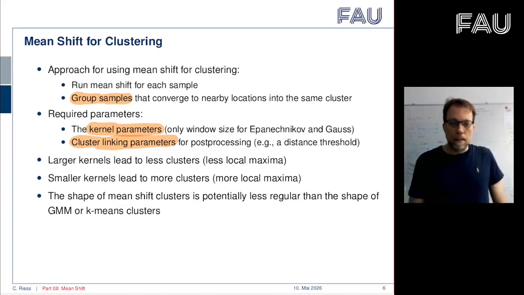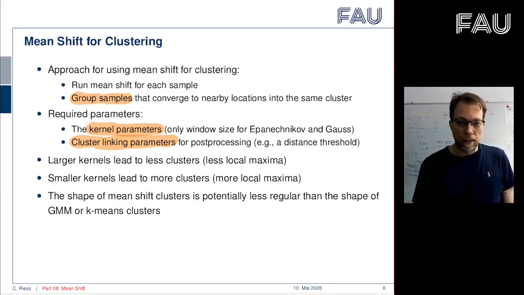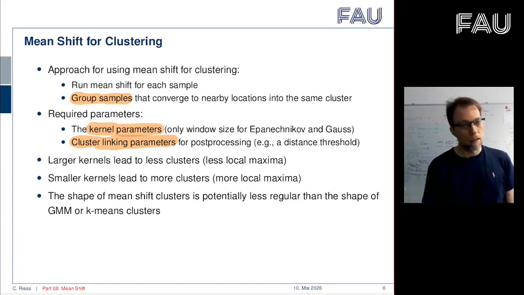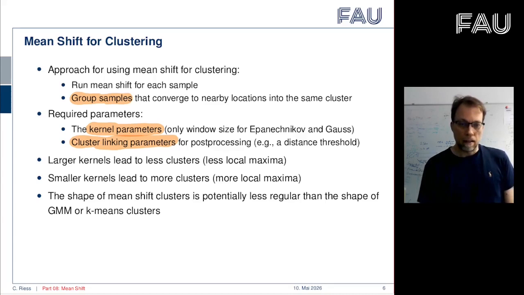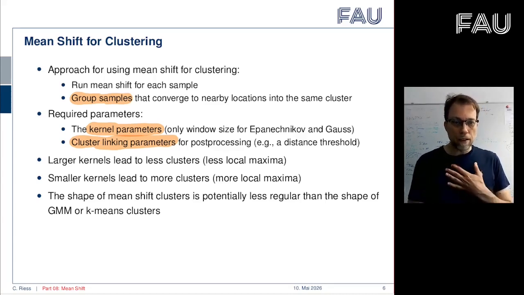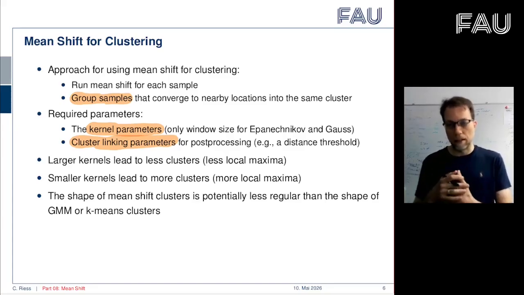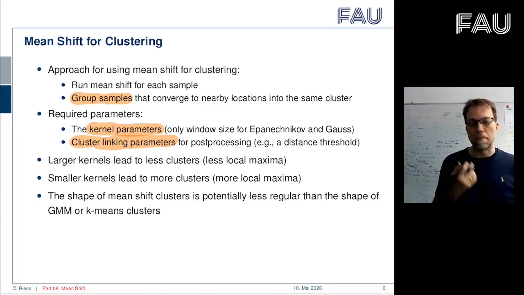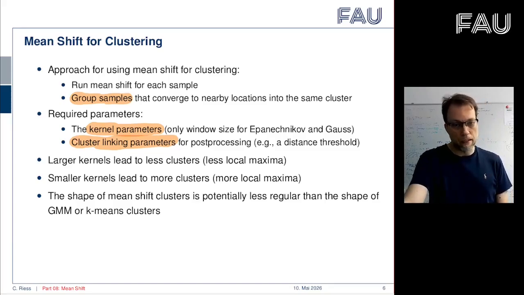So in tendency, the same rules of thumb apply as for the density estimation. If we think about larger kernels, and we're going to look at examples in a minute, larger kernels will lead to fewer clusters, fewer local maxima. Smaller kernels will lead to more clusters, more local maxima. And just as a general comment, the shape of the mean shift clusters can potentially be less regular than the shape of GMM or k-means clusters, and we're going to talk about this more in our meetings.